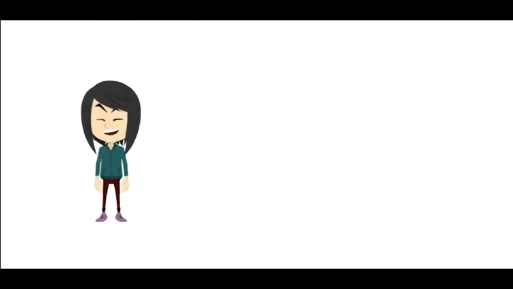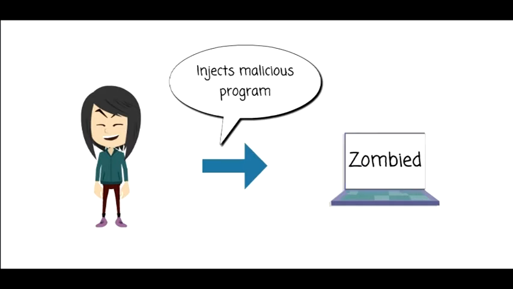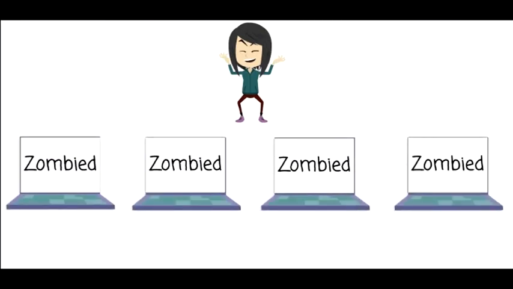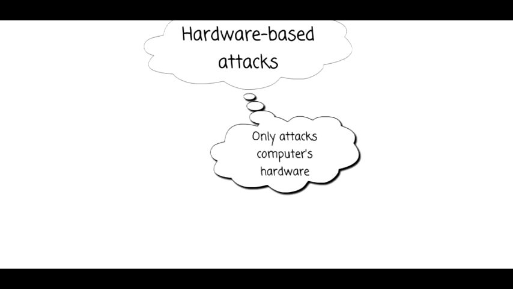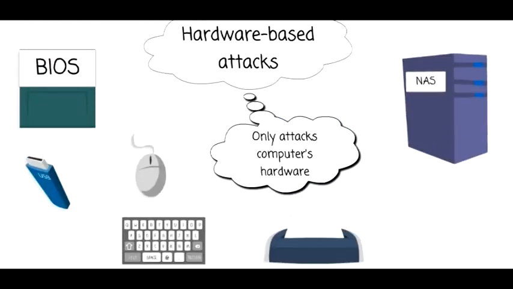A zombie computer is created when a hacker injects a computer with a malicious program and is able to remotely control it. Botnets are when a bot herder has control over hundreds, thousands, or even tens of thousands of zombie computers. Hardware-based attacks only attack the hardware of the computer. They often target the BIOS, USB devices, network-attached storage, and cell phones.